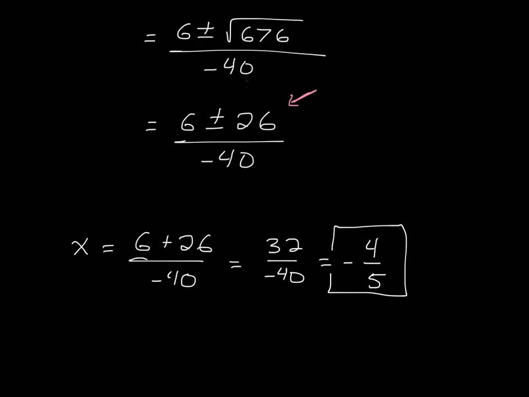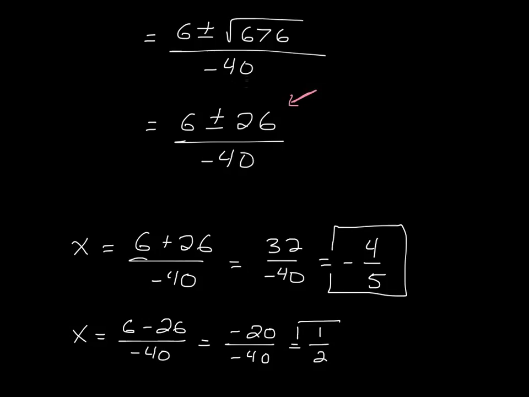And then our second solution is x equals 6 minus 26 over negative 40, which is negative 20 over negative 40, which when we cancel the negatives and the common factor of 20, we get 1/2. And again, we expect to get two solutions to quadratic equations. These are our two separate solutions to this problem.